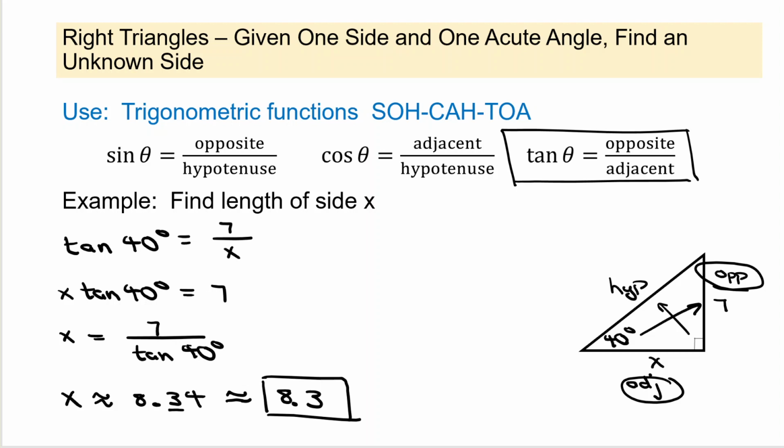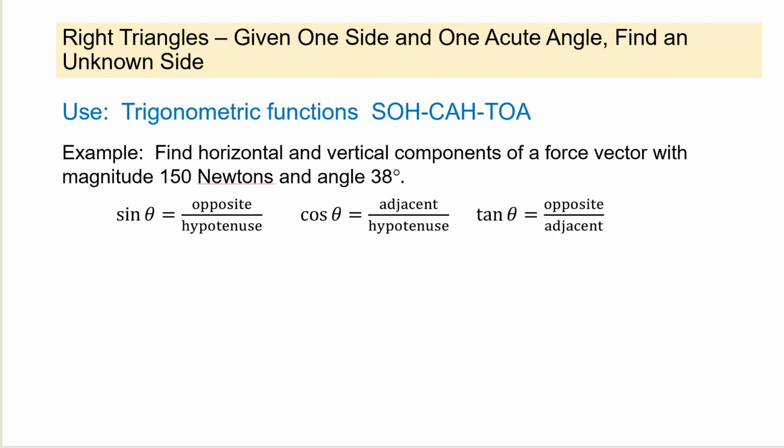Let's try another example where we're given one side and one acute angle, but we're going to do a little bit different form here. In this example, I want to find the horizontal and vertical components of a force vector with a magnitude of 150 newtons and an angle of 38 degrees. So if you've worked with vectors in your physics classes, you'll know what I'm asking for here. If you're not, don't worry about it. Just focus on the right triangle portion of the discussion here.